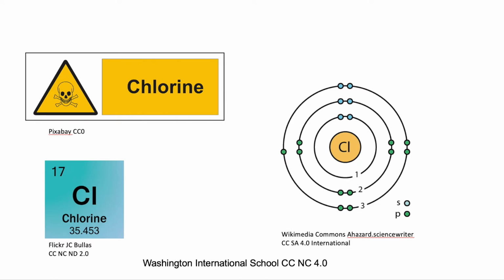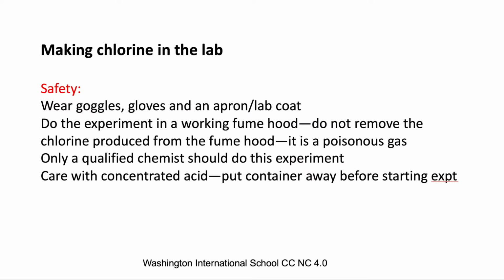So today we're going to look at how to make chlorine gas in the lab and see some of its properties, and we're going to start off with the safety precautions that are needed: wearing goggles, gloves, an apron or lab coat, and working in a fume hood. Only do this if you're a qualified chemist or chemistry teacher, and remember to be careful with concentrated acid as well as the product, to make sure that it's cleared up correctly.